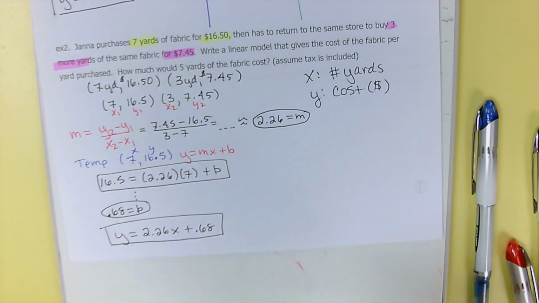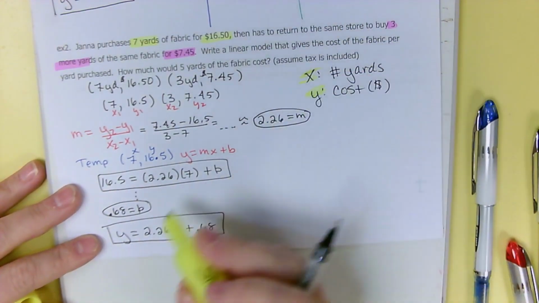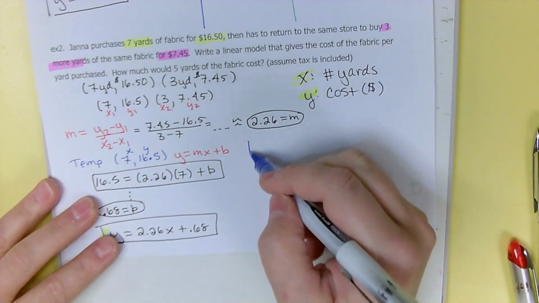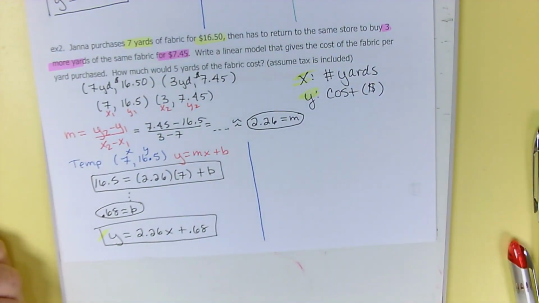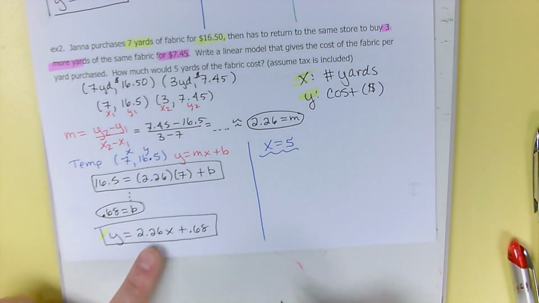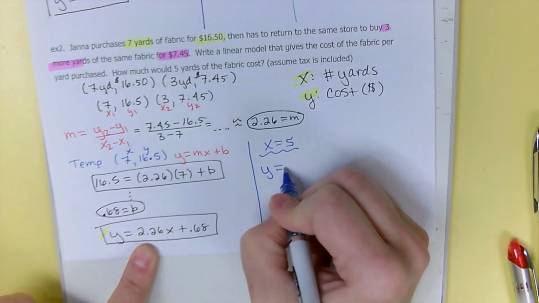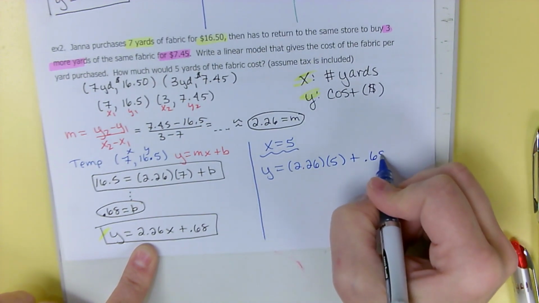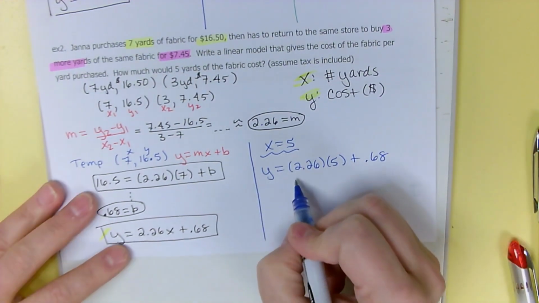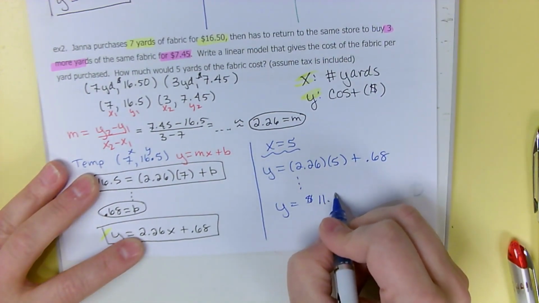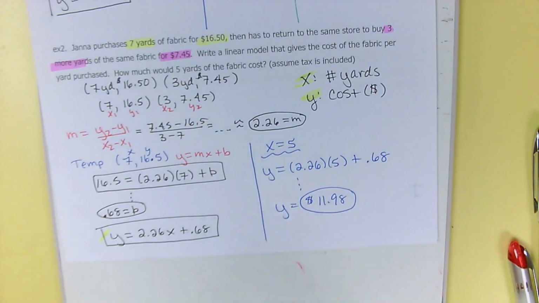So we have our slope, we've defined our variables, we have our equation. Now we're ready to answer the question. The question is, how much would 5 yards of fabric cost? Okay, yards of fabric is x. So x equals 5, and we're going to fill it into our equation. Y equals 2.26 times 5 plus 0.68. And simplify, you end up with $11.98.